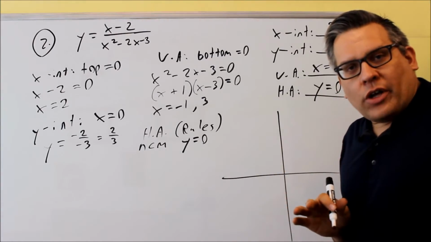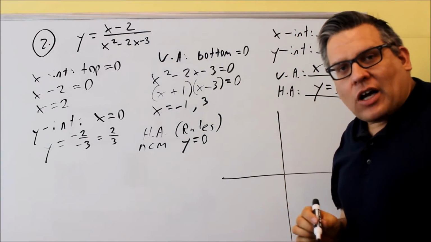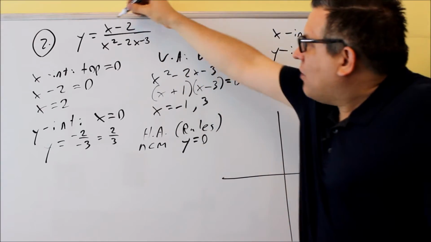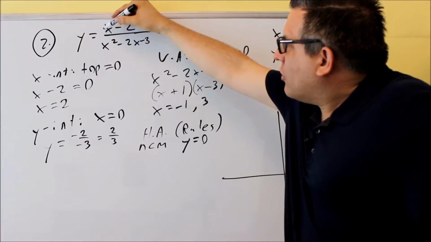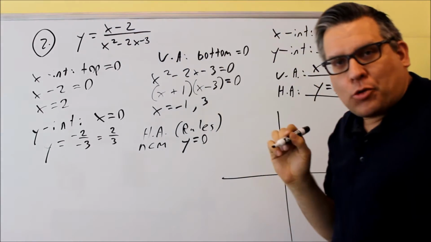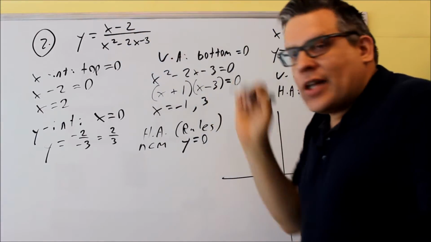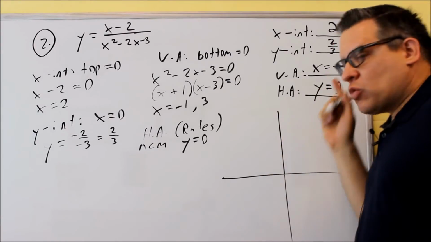Now the other rule is, if the highest power on top is the same as the highest power on the bottom, then basically you divide the numbers in front of each of the x's. So if the top one was x squared, for instance, you'd have a 1 divided by the 1 down here, and your answer would be y equals 1 instead.